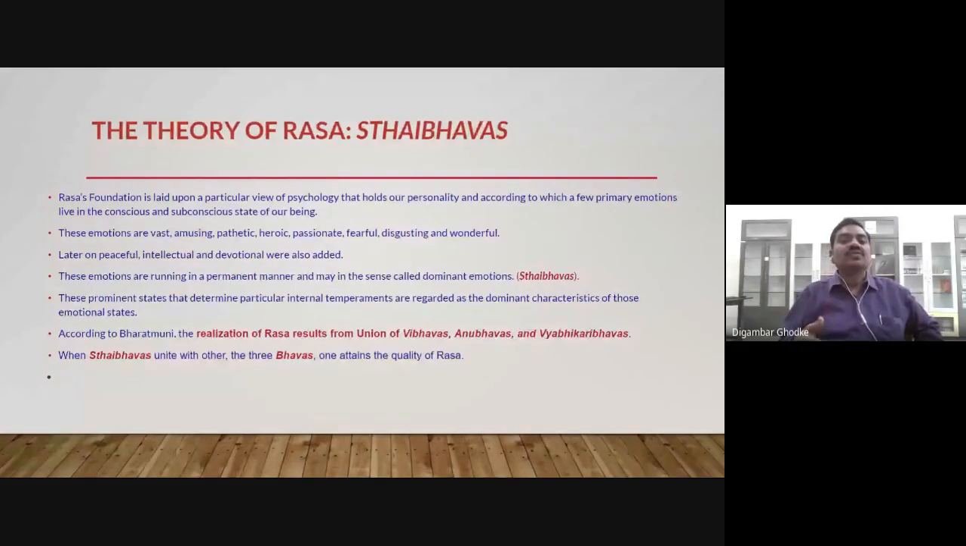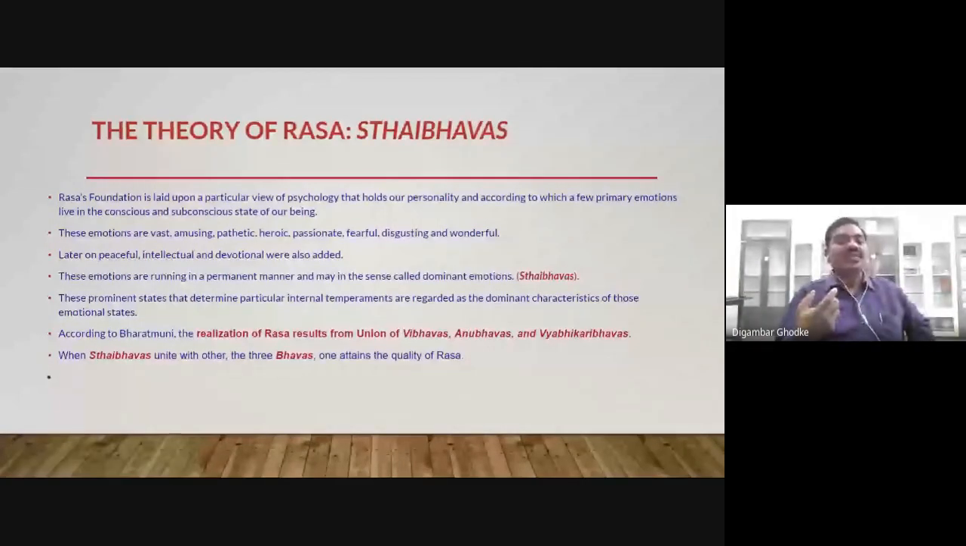Your conscious mind is your alert mind, which can observe, which can see. And in the subconscious state of our being, there are certain emotions. These emotions are the erotic, comic, pathetic, heroic, furious, fearful, disgusting, and wonderful. It means we have all these emotions. We have anger, we have happiness, we have love, we have bravery. So all these emotions are there.